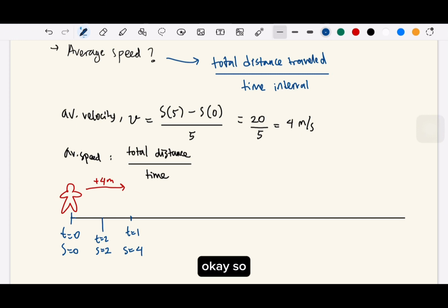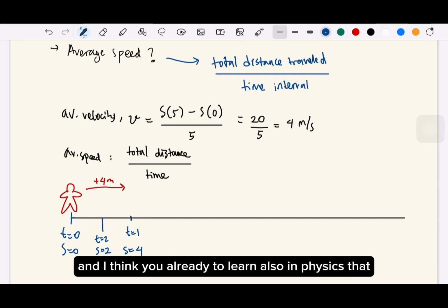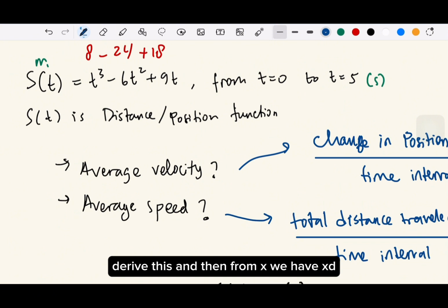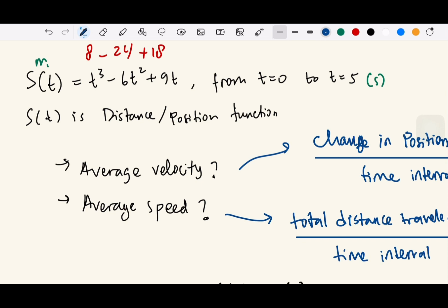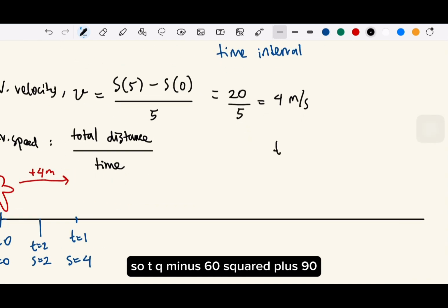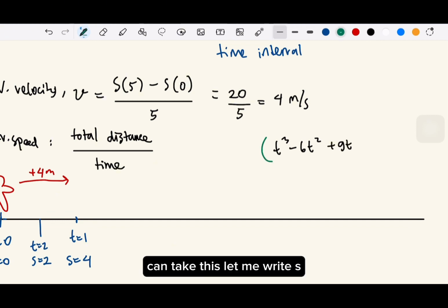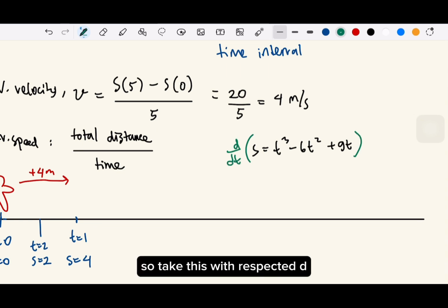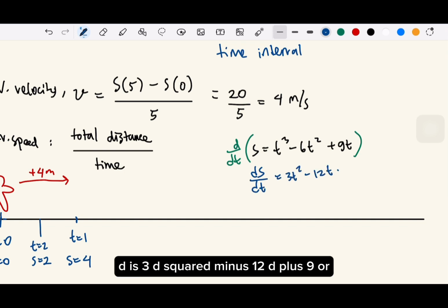Okay. And I think you already learned in physics that to solve this, we might want to take the derivative. And then from x we have ds/dt, which is the definition of the velocity function. So we can take t cubed minus 6t squared plus 9t. Let me write s. So take this with respect to t. We have ds/dt is 3t squared minus 12t plus 9.